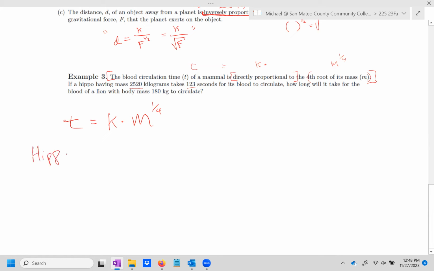For the hippo, okay, hippo facts. And I'm not sure how true this is. 2,520 kilograms goes with 123 seconds. And when I say goes with, really what I mean is the mass of the thing means 123 seconds to circulate.